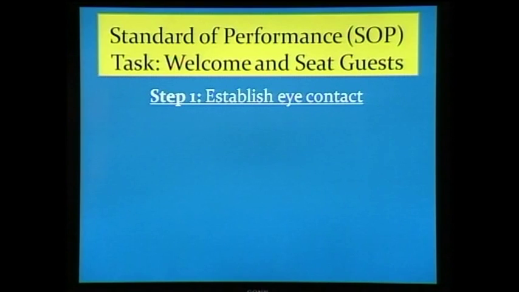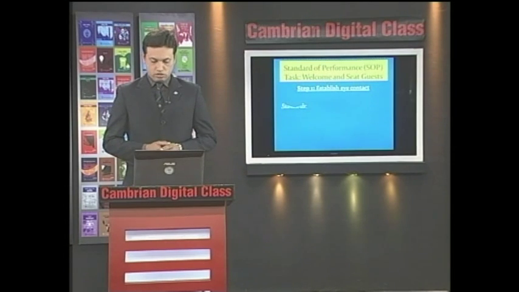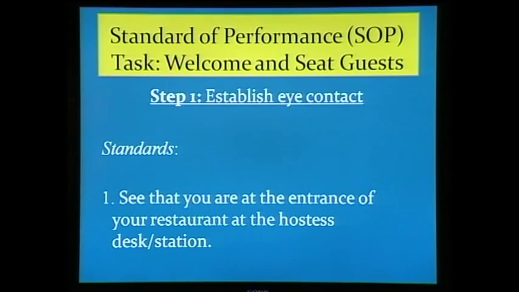First of all, as you can see on the screen, the first step is establishing eye contact. Here the hostess has to make eye contact, as you can see on the screen. Now let's go through the standards. The first standard is, see that you are at the entrance of your restaurant at the hostess desk or station. Here let me explain one thing: hostess desk or station, they both are actually the same.